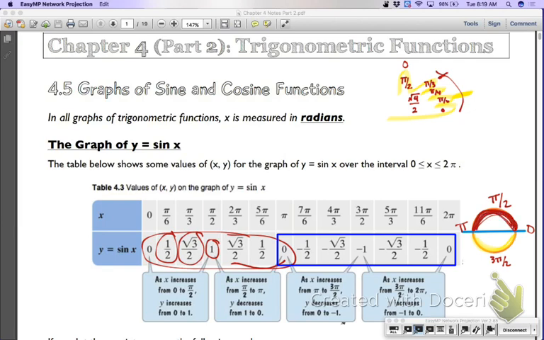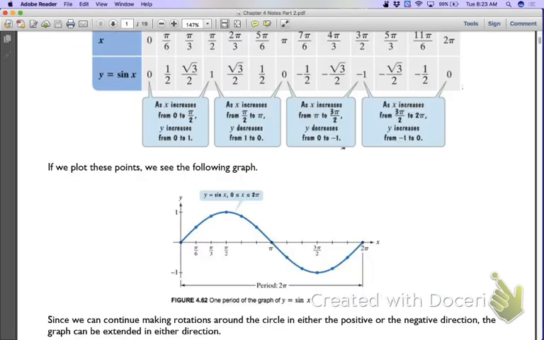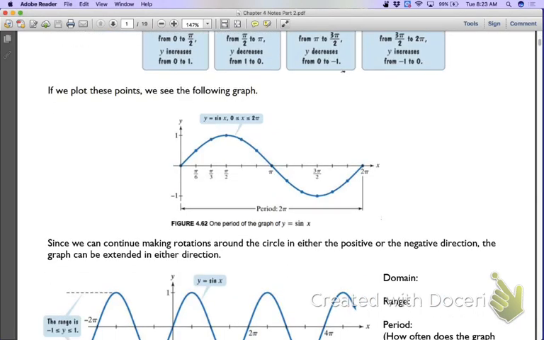Everything between 0 and pi for our sine value, or our y value, was always positive. Everything on the bottom side, once we went from pi to 2 pi, was negative. It was on the bottom side of that circle. Okay? So the graph of sine of x, as far as the original, is going to look like this here. It's basically your circle, and it's all those same points.